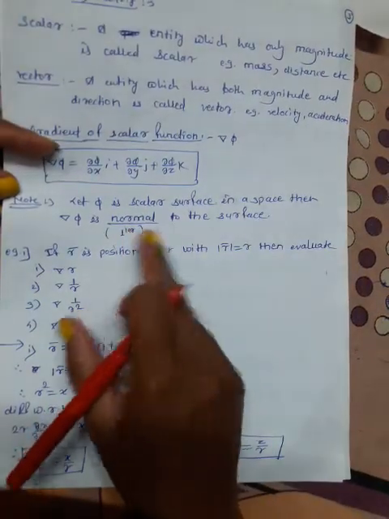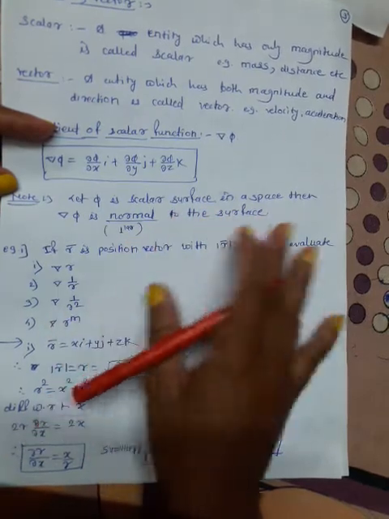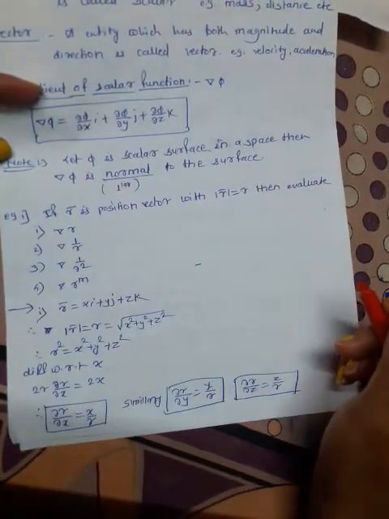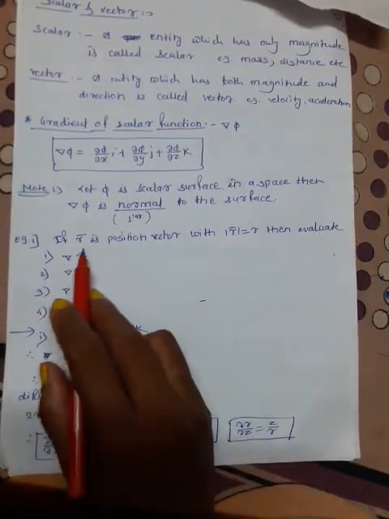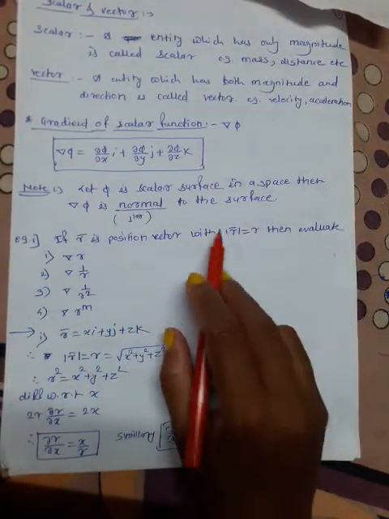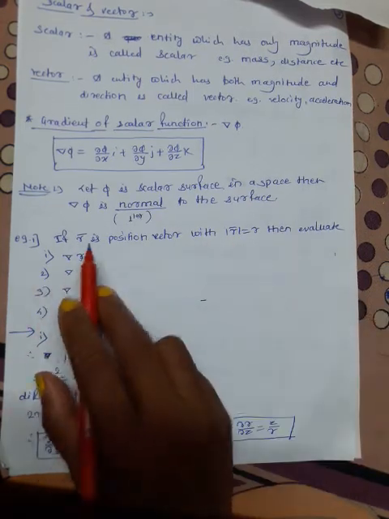In mathematical meaning, perpendicular is called normal surface, normal line to the surface. Okay. Let us start with the example. If r bar is a position vector with mod of r bar is r, these are the simple notation. Then evaluate.